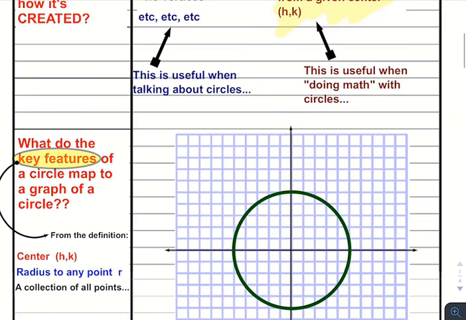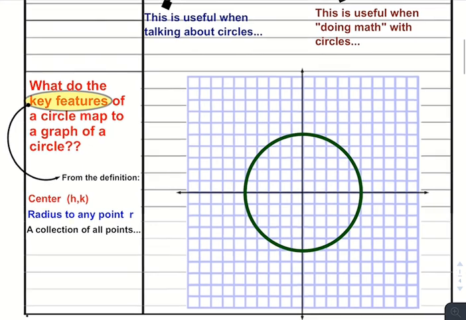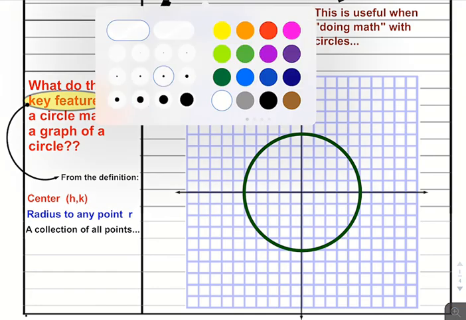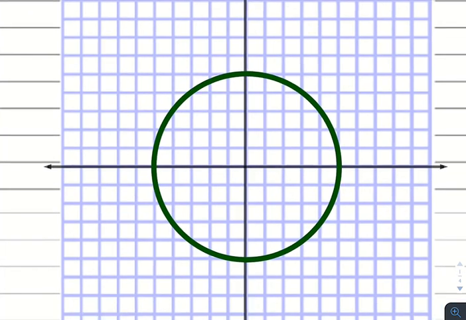The definition says it's a locus of all points equidistant, or a radius away, from a given center (h, k). And so those are the things that we're going to have to get onto the circle. First things first, we need to get a center (h, k) onto the circle. Using intuition, we're definitely going to be using this point right here as our (h, k). Let me get a thinner pen here. That center is going to be our (h, k), the center of our circle.